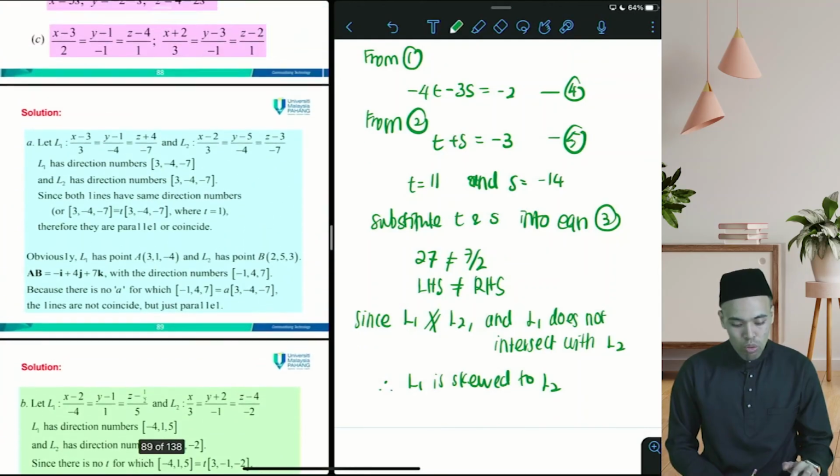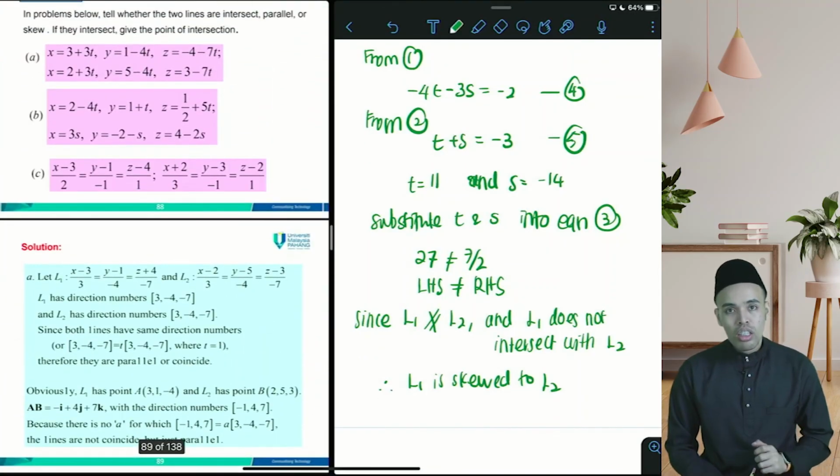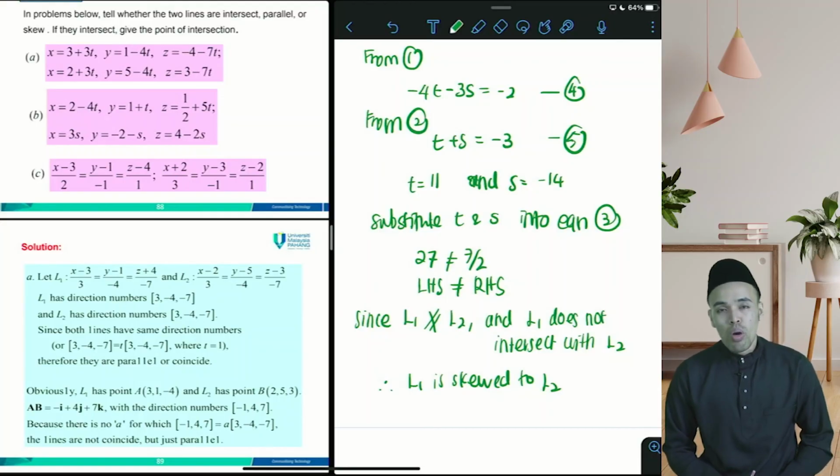But I would like to ask your attention in solving question C, where question C will show you where two lines intersect with each other. When two lines intersect with each other, you have to determine the point of intersection between line L1 and line L2. I hope you can do this question on your own.